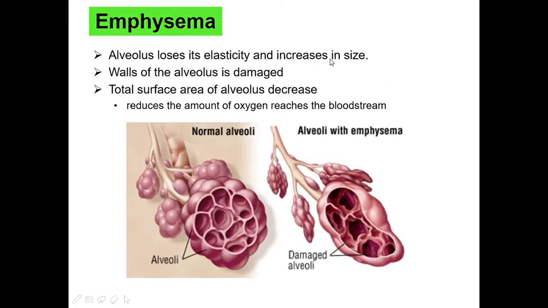Alright, emphysema is a lung condition that causes shortness of breath. In patients with emphysema, the alveolus is damaged. So over time, the inner walls of the alveolus are weakened and ruptured. So the alveolus will lose its elasticity and thus increase in size. So this reduces the surface area of the lungs and therefore reduces the amount of oxygen that reaches the bloodstream. So gas exchange becomes less efficient in a patient with emphysema.